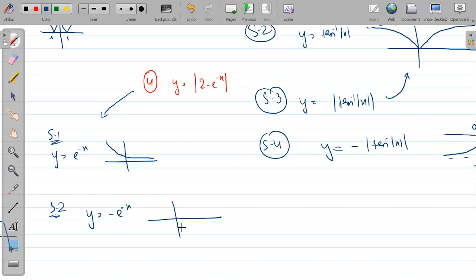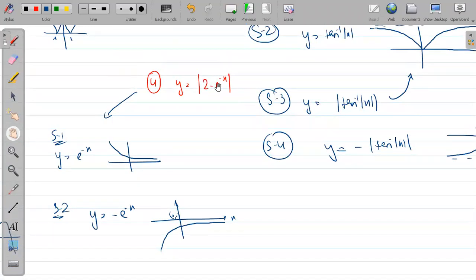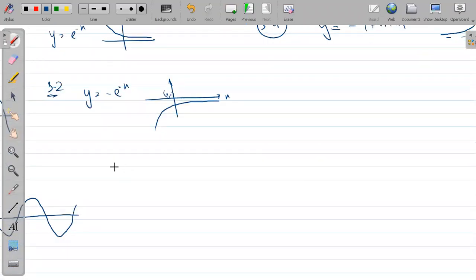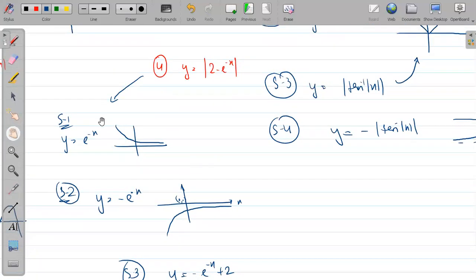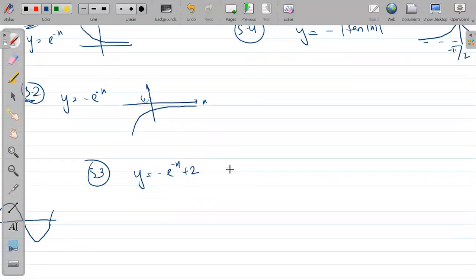Take the image of the complete function about the x-axis, you will get this one only. Next, you have to put a minus sign over here. You have already done this. You have to do plus 2. Plus 2, step 3: minus e to the power minus x plus 2. Plus 2 or plus 3? Plus 2. Just hold the graph and shift it by 2 units upward.